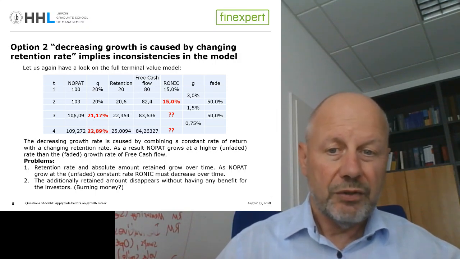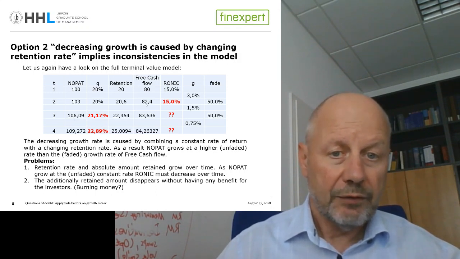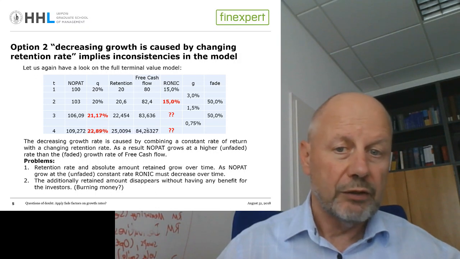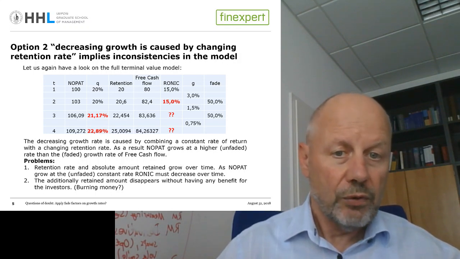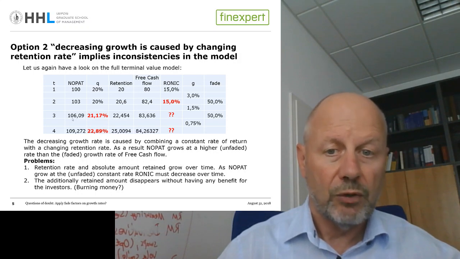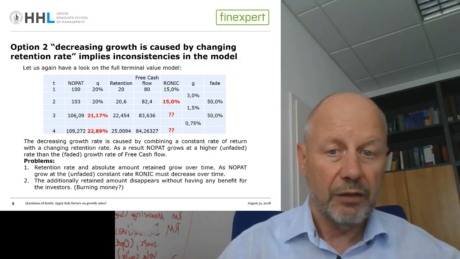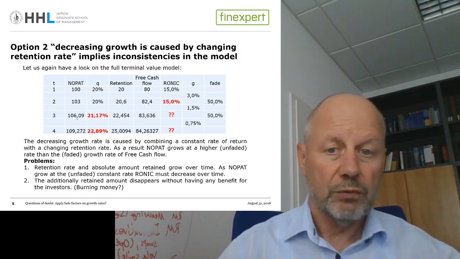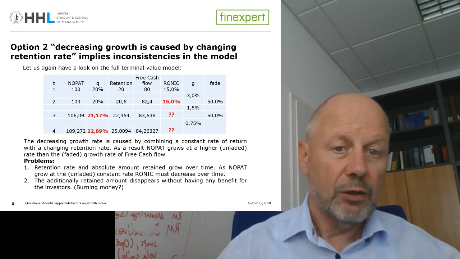But then in the third year, the NOPAT on the one hand and the free cash flow on the other start to grow at different rates. Because if we assume our RONIC to stay at 15%, then these 20.6 also earn 15%, and that means that our NOPAT growth must stay constant at 3%. So our NOPAT grows by another 3% from 103 to 106.09. Whereas by assumption, the free cash flow growth starts to decline now from here to here. It just grows by 1.5%.